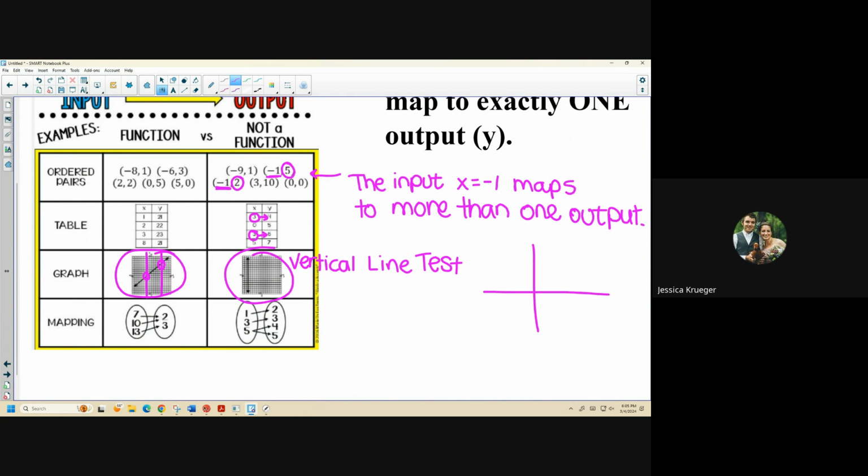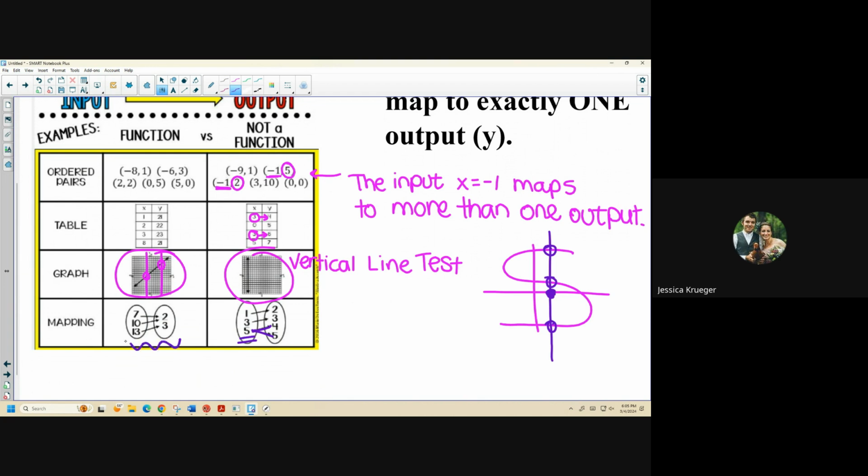If we look at the graph of something that looks like an S shape, if I draw a vertical line right here, it hits the function at 3 different spots. So this x value, this input, has 3 different outputs. So it is not a function. It fails the vertical line test. Same with this mapping. 5 maps to 2 different outputs. So it is not a function.